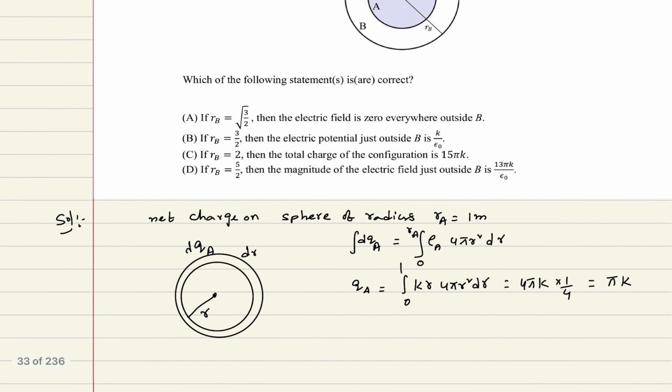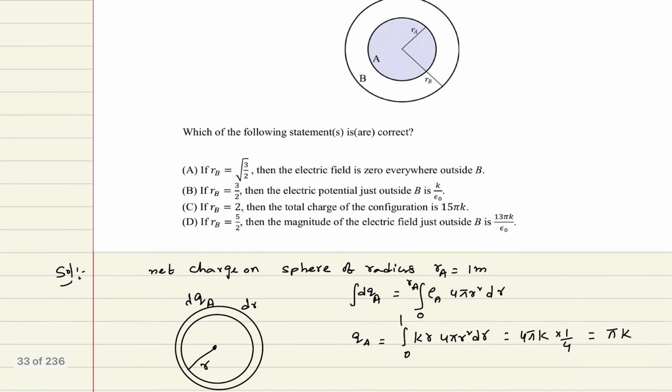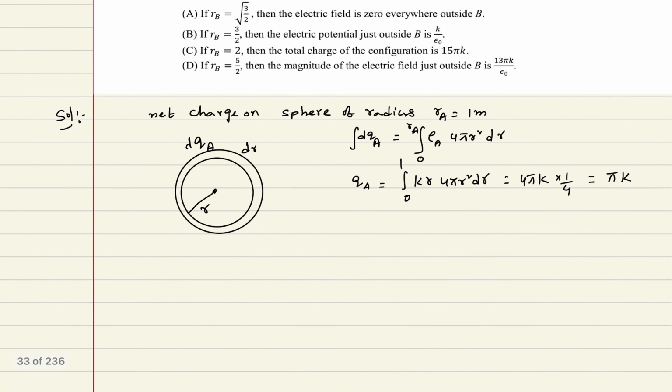Now we will see the charge on the outer shell. Sorry, the inner one is not a conductor, it is a non-conducting sphere. And for the outer shell, the shell is located from R_A equal to 1 meter to R_B. The R_B value you don't know, they have given different values and you have to check each one. Let us consider the charge on this one is Q_B. Same thing, take one thin shell here.